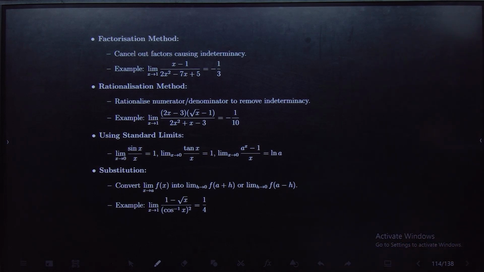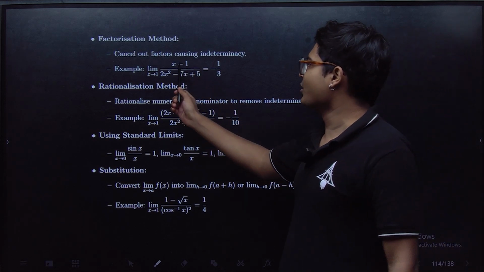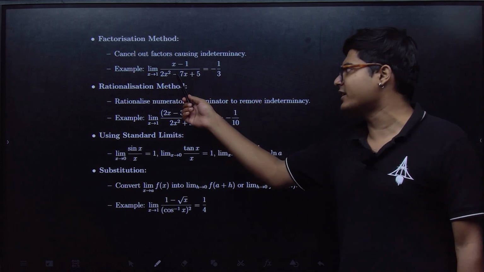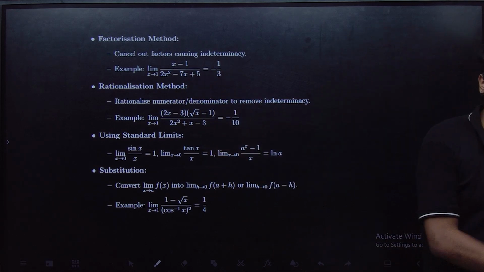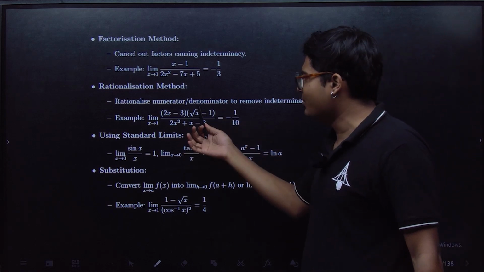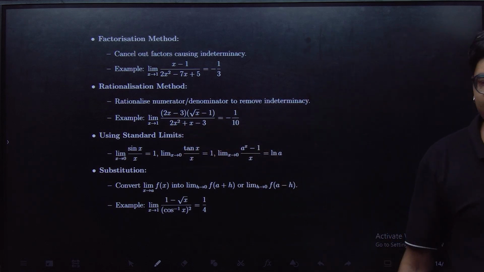So if it's because of that, you basically factorize it, cancel these things out. For example, here, the numerator and the denominator both become 0 when x equals 1, because x minus 1 is a factor of both of these, right? So cancel it out and then evaluate the limit, which turns out to be minus 1 by 3, right? Rationalization method, again, you rationalize the numerator and the denominator and then you evaluate the limit, right?